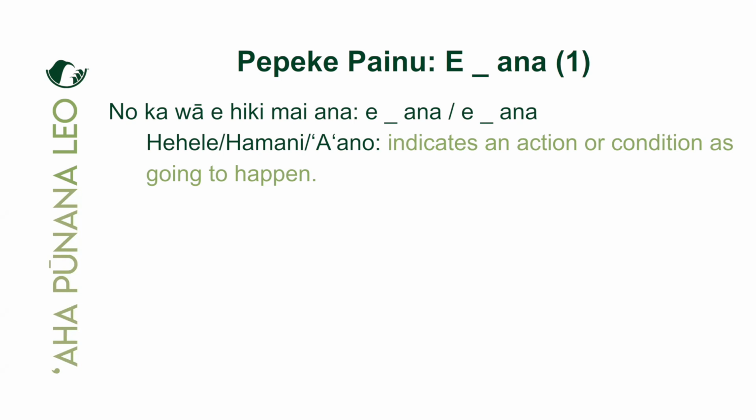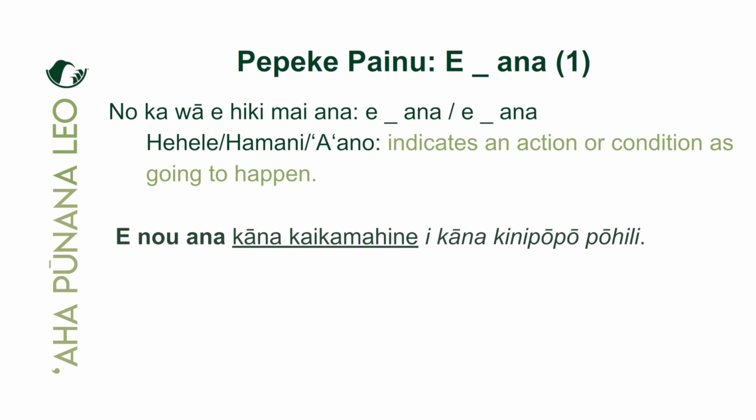All right. E nāna kākou. E no wana, kāna kaika mahine, I kana kini popo pohili. Okay. No is our verb, is our new painu that we're introducing in this Haʻawina. So take a look at that. Look up the definition of no. And then kana kaika mahine is the piko.